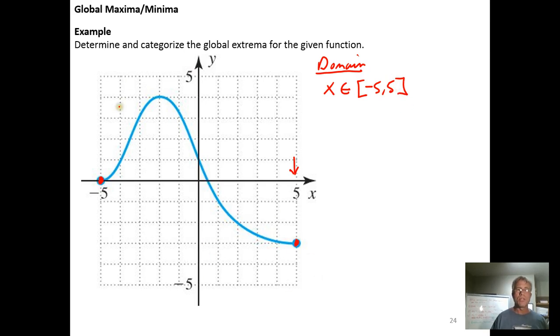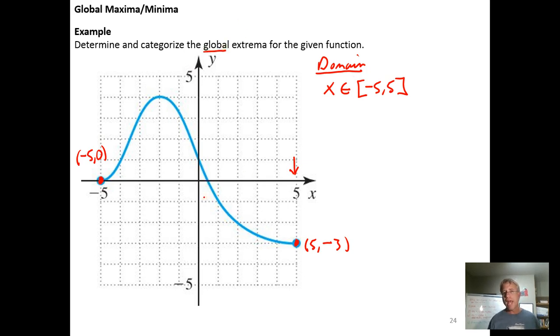And then this is going to generate some candidates for our global min and max values. So here at the endpoint, I'm going to go ahead and take a look at that. When we input the 5, the output looks to be a -3. When we look at the input of -5 over here, it looks like the function output is 0. So here we have input 5, output -3. Here we have input -5, output 0. So if we have a closed interval, we always want to look at the endpoints of that closed interval if we're looking for global extrema values.